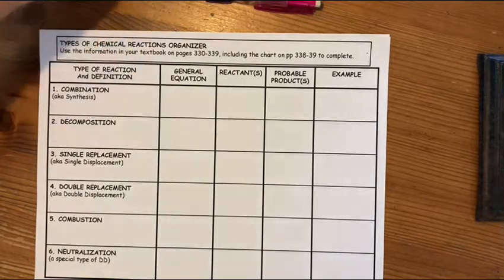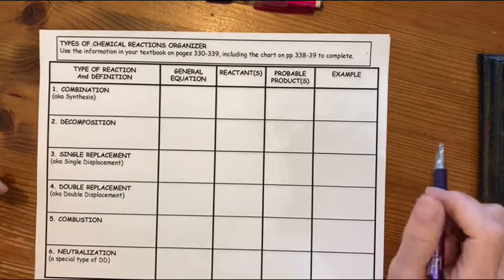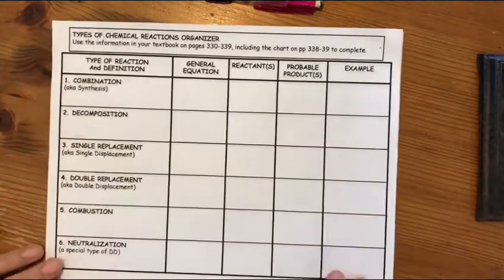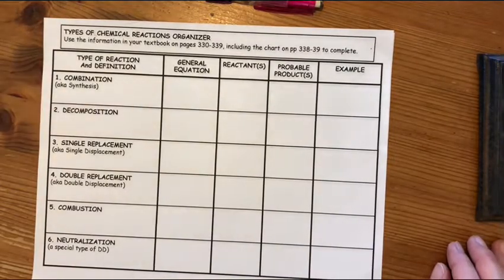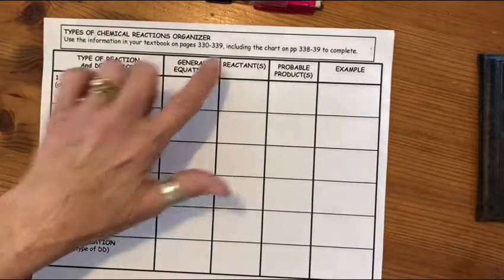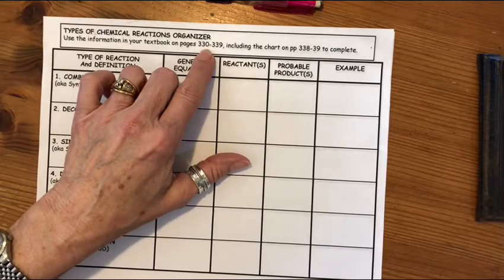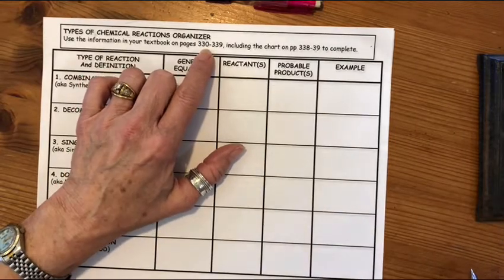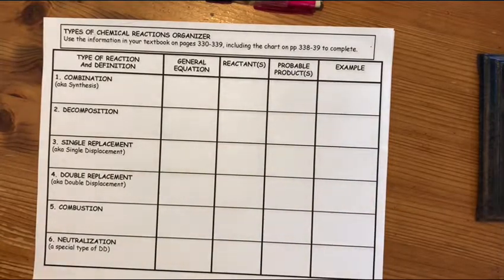Hi again. This is the graphic organizer that is going to be used for the next 6 days. We are going to fill this in together. I'm going to explain what I would like, but if you don't want to listen to me, which you probably don't, your textbook has all this information on pages 330 to 339, and there's a chart kind of like this already set up. So if you want to just copy that, that's great.